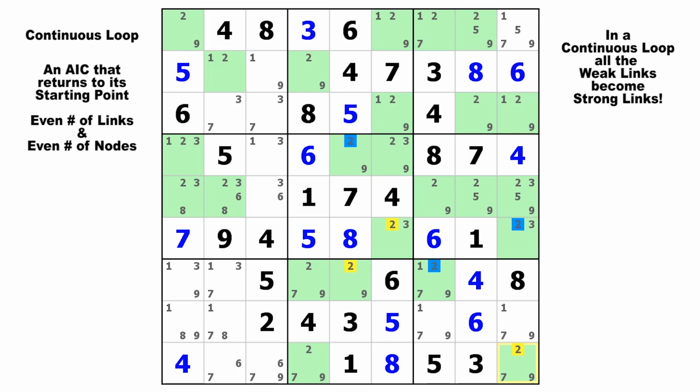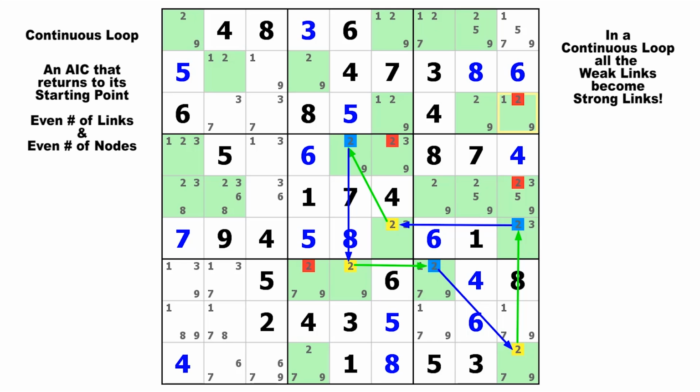So we know that wherever there's a weak link, we can eliminate all other candidate 2s from that house. So there was a weak link in block 5, so that 2 is false. There was a weak link in row 7, so that 2 is false. And there was a weak link in column 9, so that means these two 2s are false. And let me superimpose the chain like before. So there's your continuous loop.